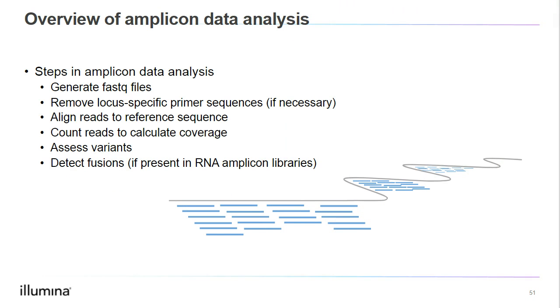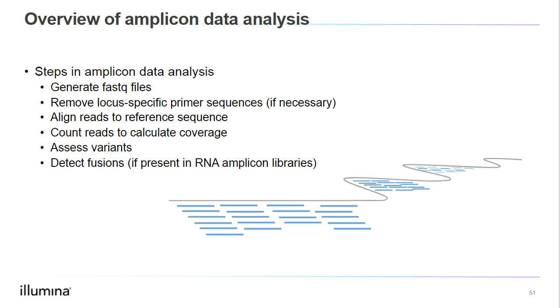First, to give an overview of Amplicon data analysis. Our first step is to generate the FASTQ files from the raw sequencing data. Then, we'll remove the locus-specific primer sequences if they are present in the data. We will align the reads to the appropriate reference sequence. This is usually a reference genome based on the species, even for RNA samples.